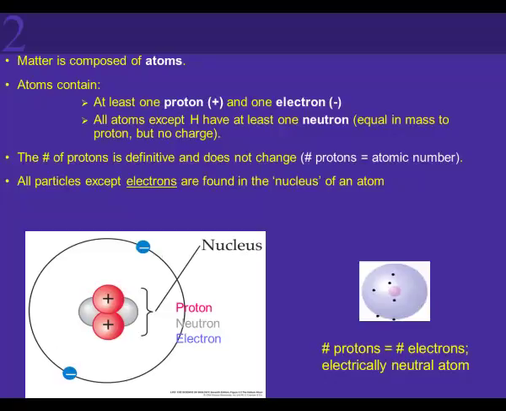Because a proton has a charge of +1 and an electron has an equal but opposite charge of -1, when the number of protons in an atom is equal to the number of electrons in an atom, then that atom is electrically neutral.